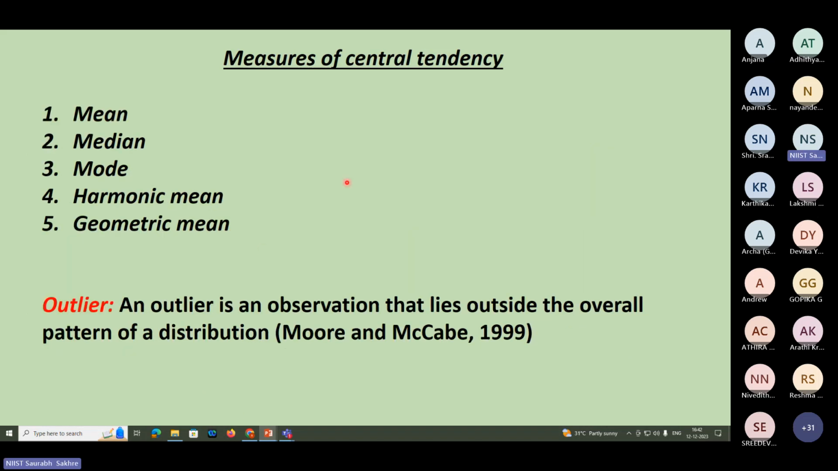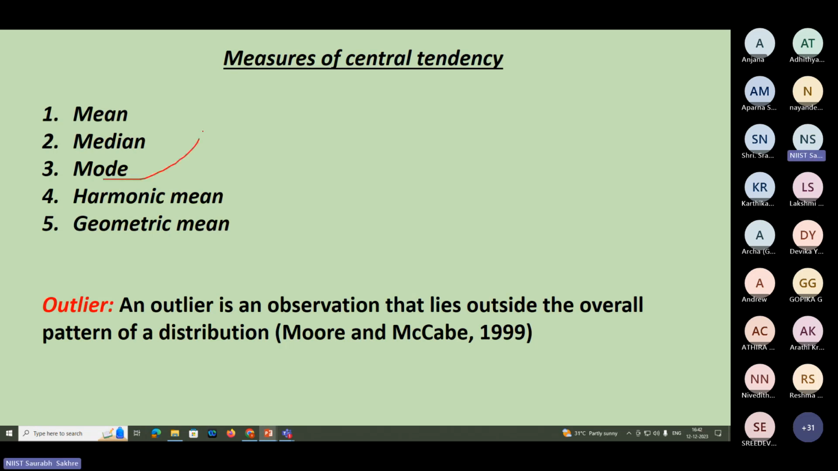Now, when we talk about measures of central tendency, usually we calculate five things: mean, median, mode, harmonic mean, and geometric mean. In our case, I'll be covering only mean, median, and mode. Harmonic mean and geometric mean I will not cover.